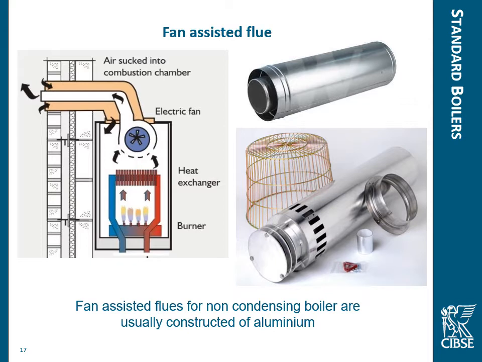The problem with this boiler is there's more to go wrong. We've now got various sensors in them, we've got an electric fan, we've got electronic controls, but most boilers now are fan assisted, either condensing or non-condensing. And we can see on the right there's a grill over the flue. We still need to put a grill over the flue if people can touch it, because there's still quite a lot of heat escaping out through the flue.